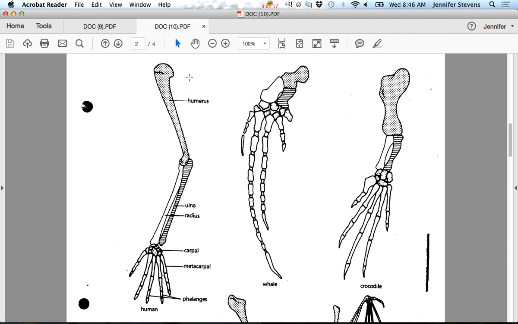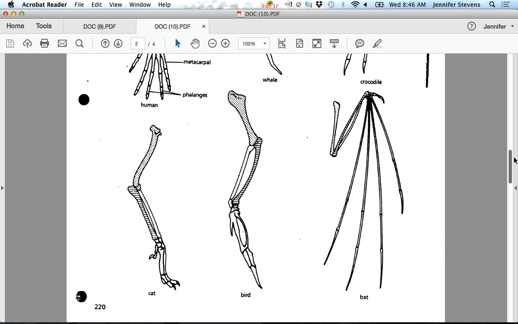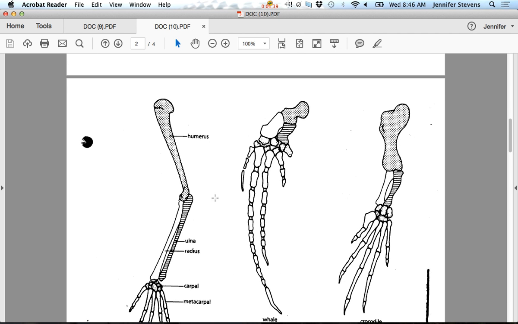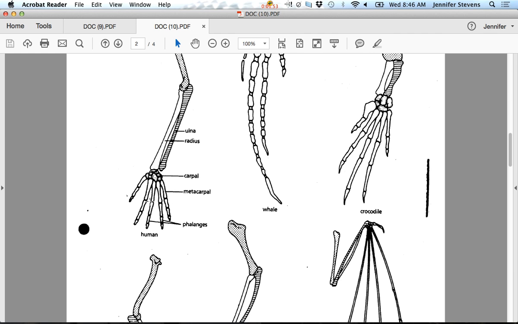So your first job is you're going to need 5 different colored pencils. You're going to color the humerus. Let's say you color it pink. Then when you come over to the whale, you're going to find the humerus here, and you're going to color that bone pink. And same thing with the crocodile. And then you're going to find the humerus here on the cat and the bird and the bat, and you're going to color all of their humeruses pink. And then you're going to go back and do the same thing with the radius, the ulna, on all of them. Now, all of the carpal bones, the wrist bones, get one color. And then all of the metacarpal and phalange bones, those two sets together, get a single color.